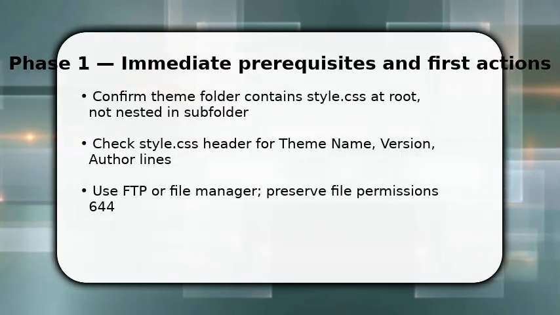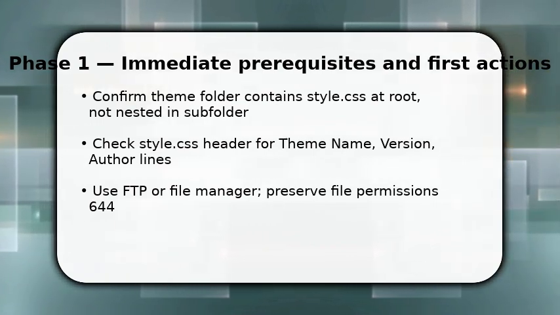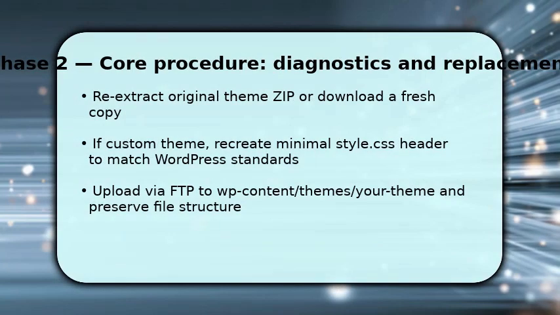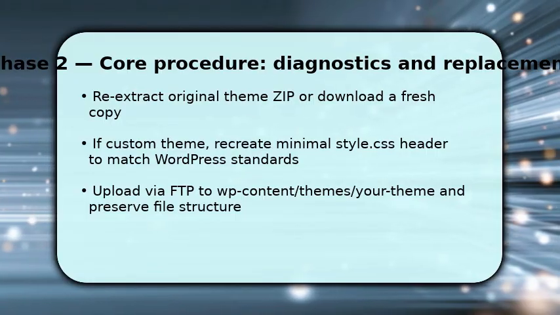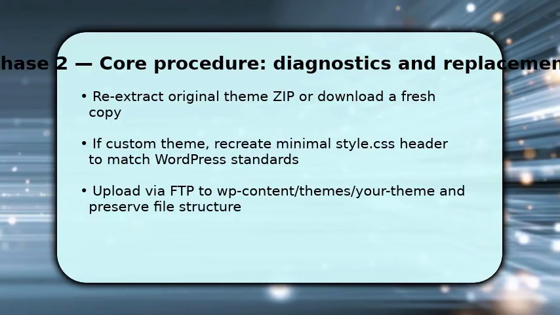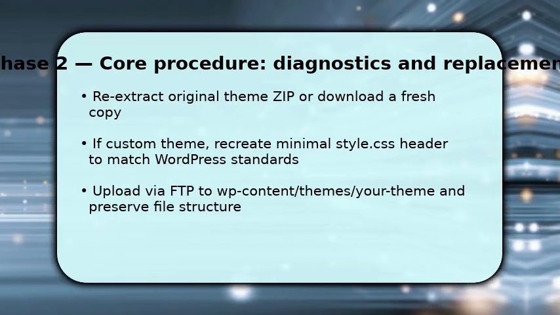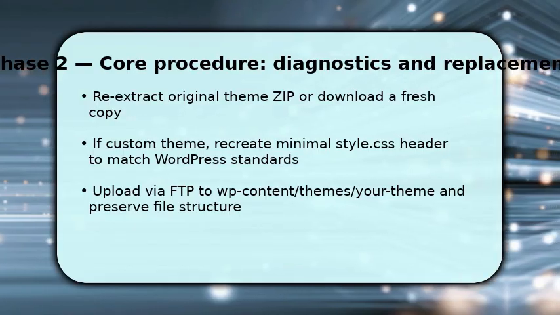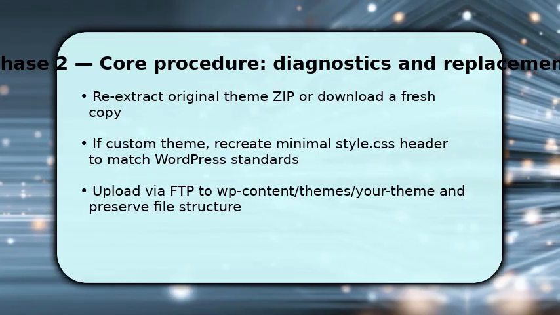If the stylesheet is missing, do not activate the theme yet. Gather the original zip or developer files. Once you have the original or fresh theme zip, extract it locally and compare structure to WordPress expectations. If this is a custom theme and style.css was accidentally deleted, recreate a minimal stylesheet with the required header fields so WordPress can parse it.